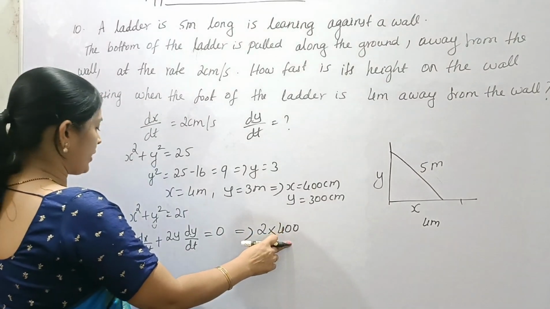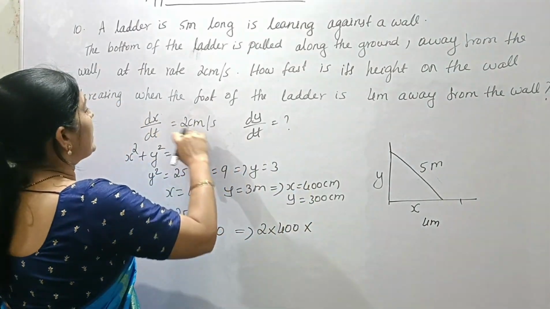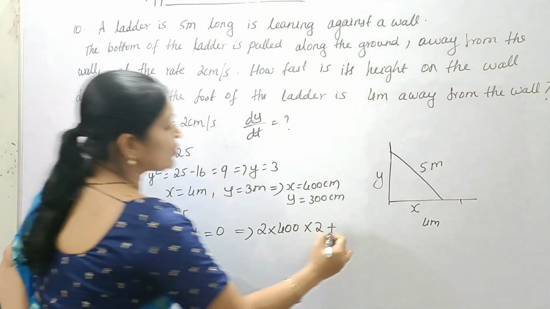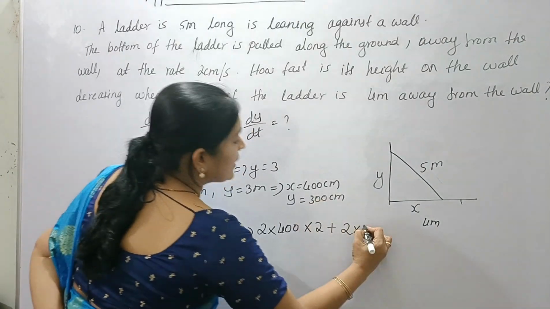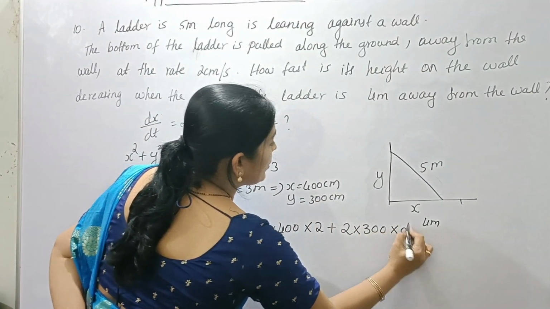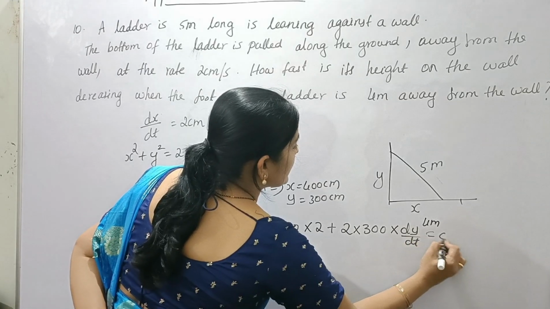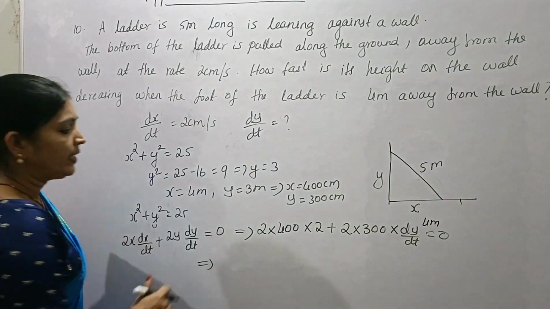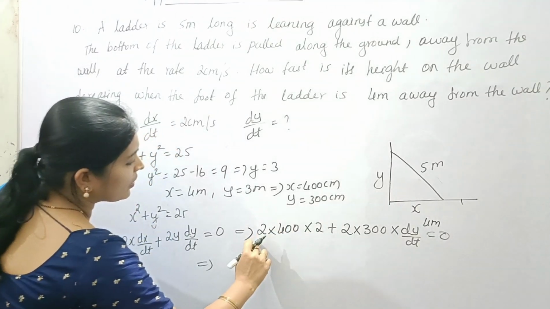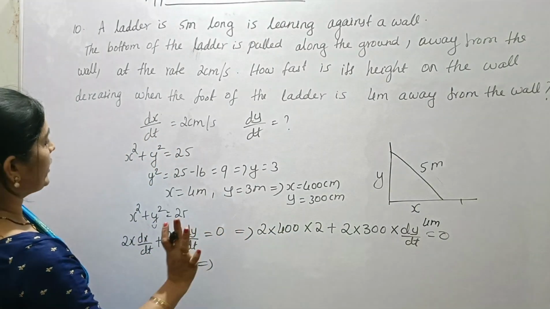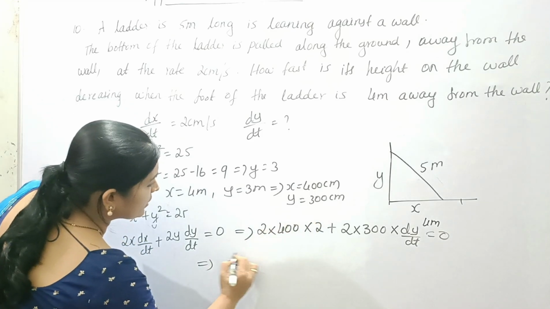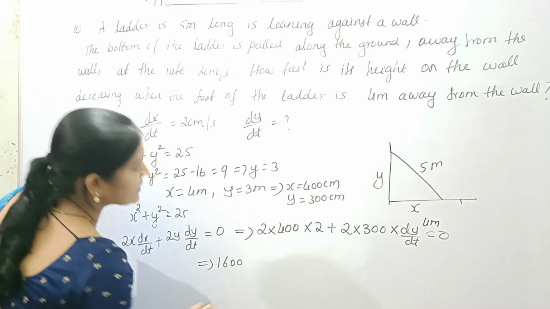Okay. 2 into 400 into dx by dt, which is 2, plus 2 into y, which is 300, into dy by dt, that is equal to 0. We need to find dy by dt, right? 2 into 400, that is 800, into 2, that is 1600.